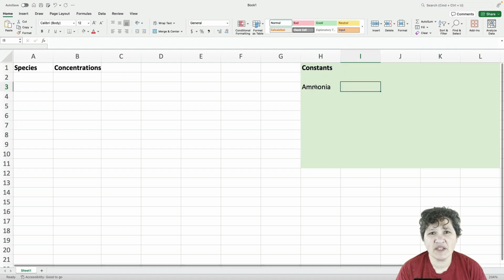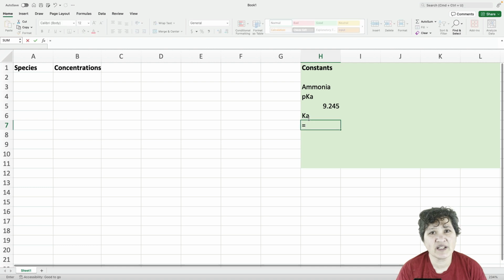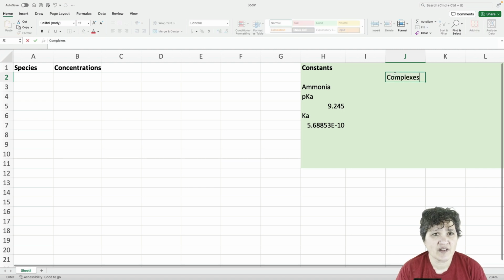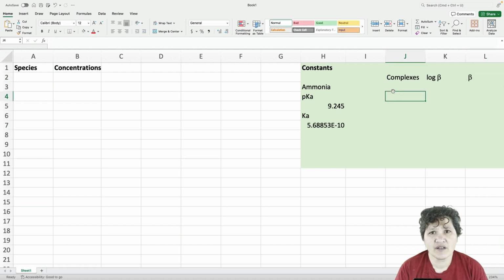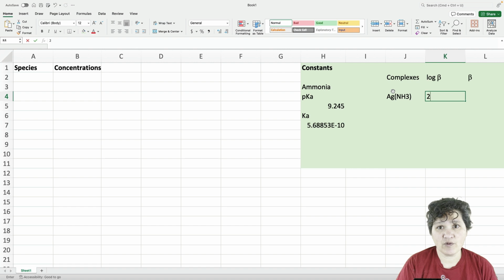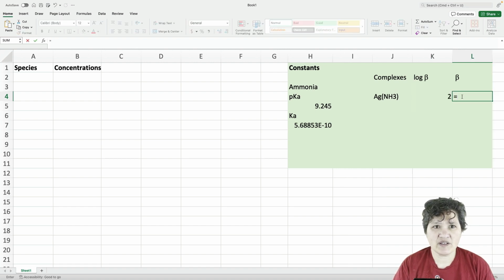For ammonia, I'm going to have my pKa, which is 9.245. Then I'll make a cell for Ka, and I'm going to calculate that from my pKa. That's 10 to the minus pKa. Then I'm going to do my complexes. I'm going to make a column for my log of beta, and then I'm going to make this column beta. For complexes, we're going to have silver with 1 ammonia, which has a log of beta of 2.0. So beta is going to be 10 to the power of log of beta.